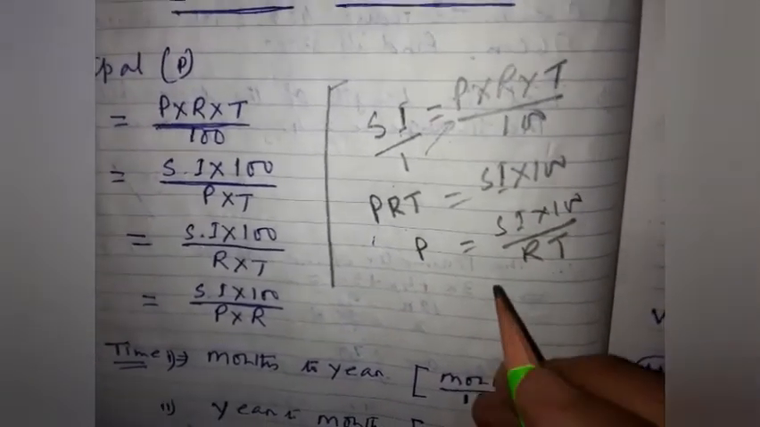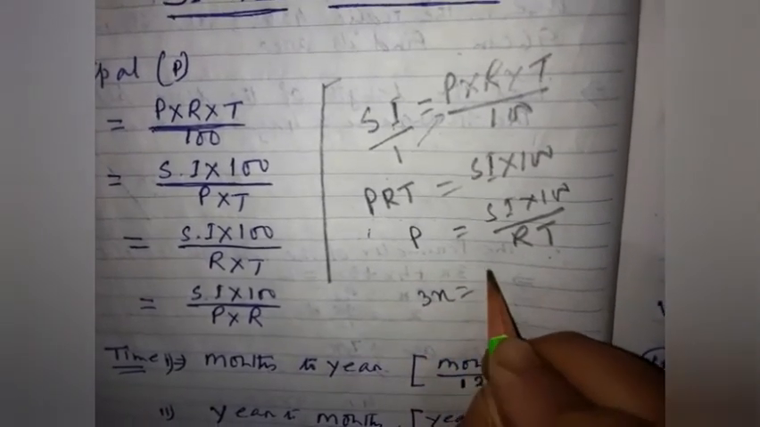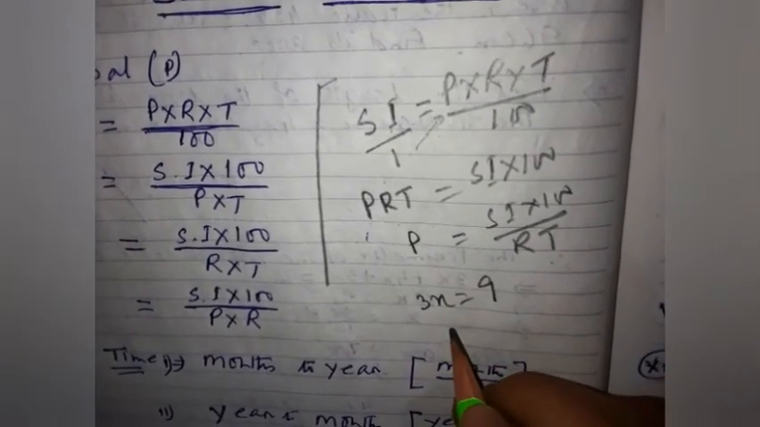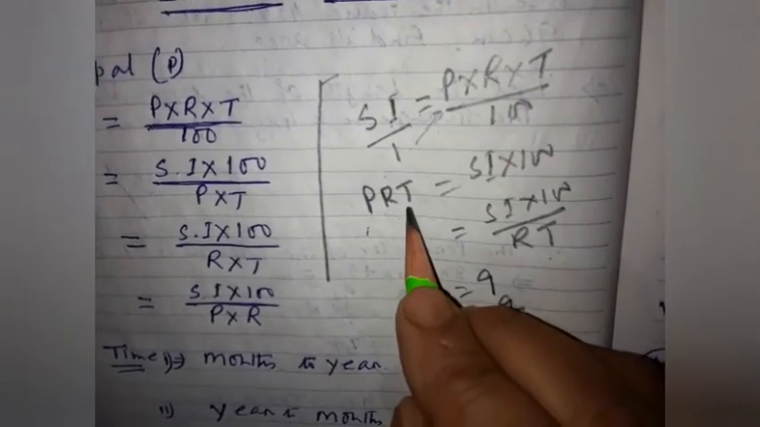Now, you may have a question, sir, how it comes? Just one example I am giving. Like the question you got, 3x equal to 9. How are you going to find out x? X equal to 9 by 3. All are in multiplication sign.